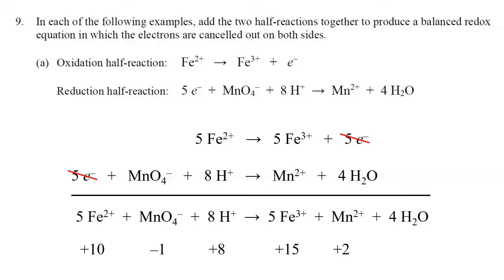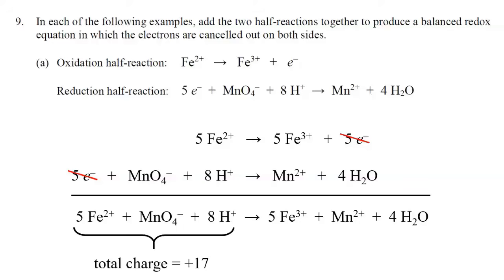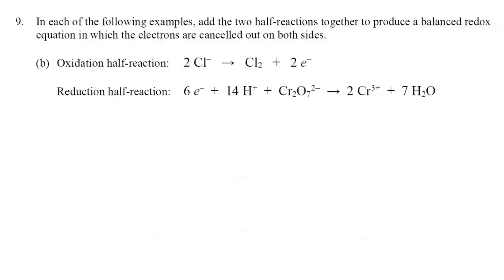So on the left, it would be negative 1 plus 10 plus 8. That's positive 17. And on the right, we have positive 15 and positive 2. So there is a total charge of positive 17 on both sides of the equation. So this is the balanced redox equation. All right, let's take a look at part B.